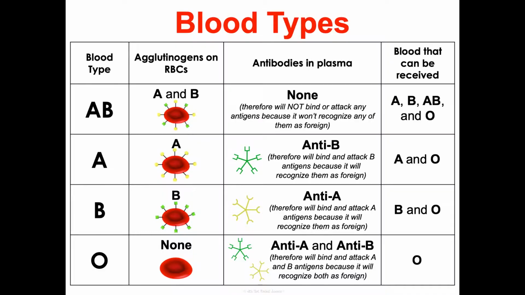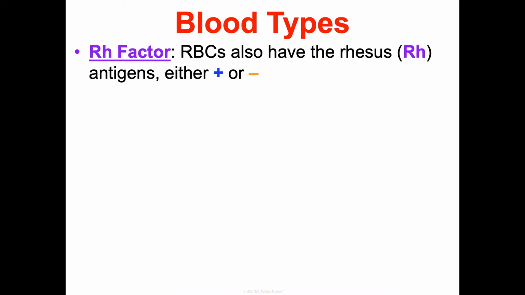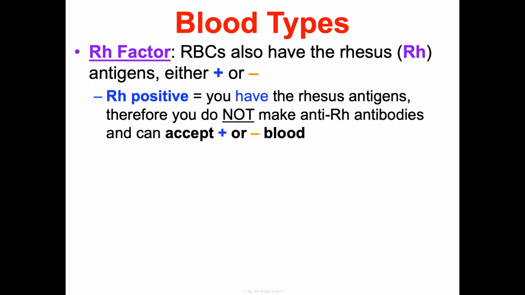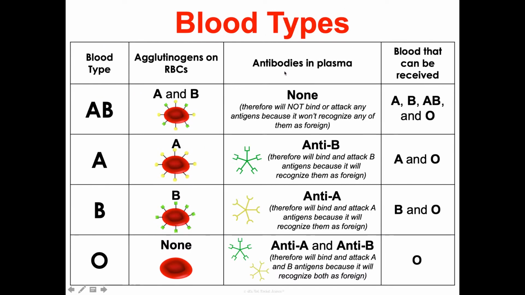And now, there aren't just A and B markers. We also have this rhesus factor or the Rh factor. So your red blood cells also have these Rh antigens, which make your blood either positive or negative. So you can be A positive, A negative, AB positive, AB negative, that kind of thing. If you are Rh positive, you have these rhesus antigens. So you would have an additional marker on here.